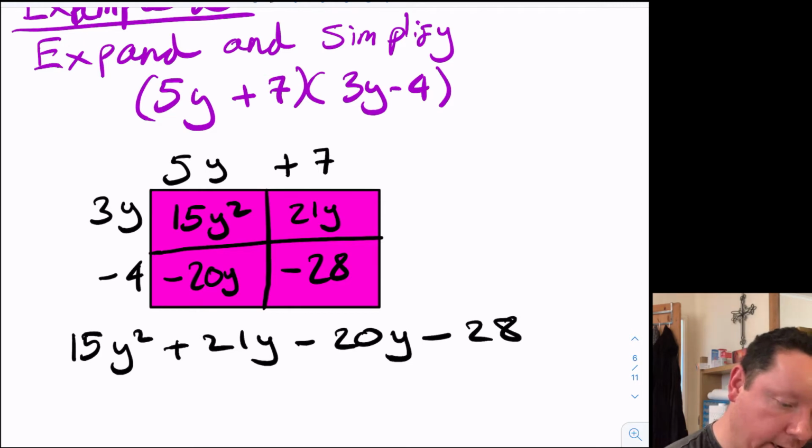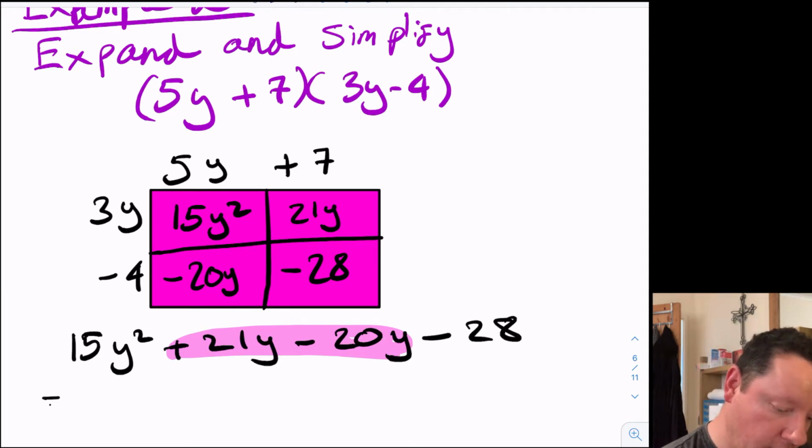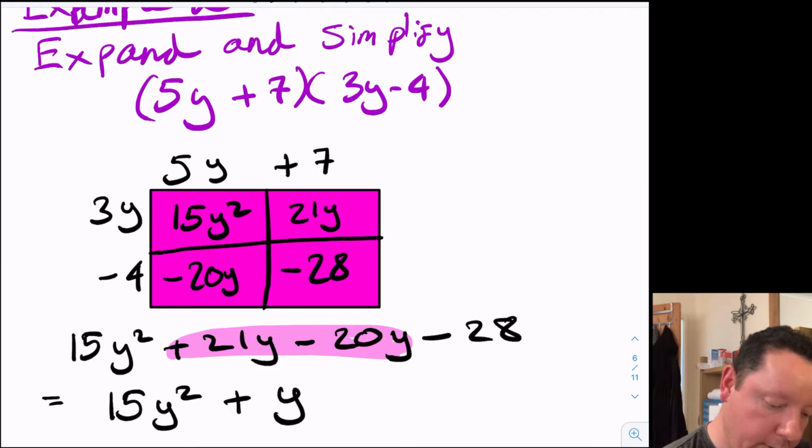And it's the two terms here that we need to put together. So plus 21 minus 20. Well, 21 minus 20 is just 1. So the final answer is 15y squared plus 1y. So just y minus 28.